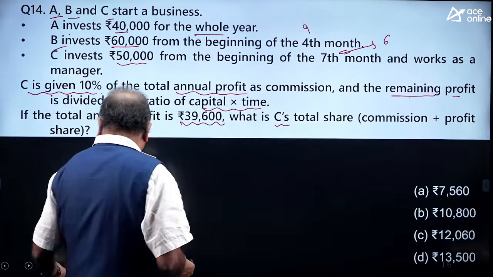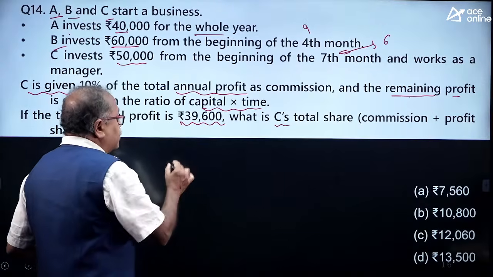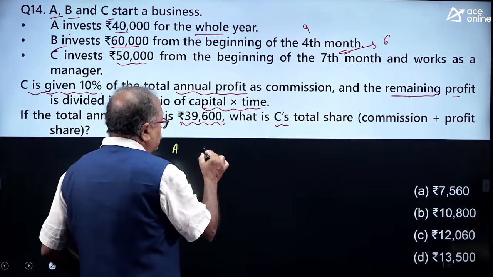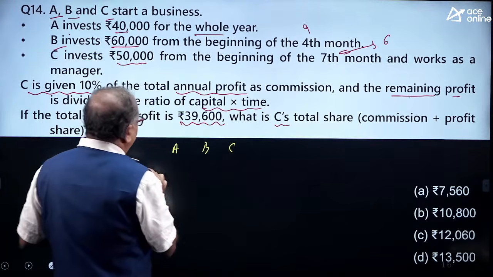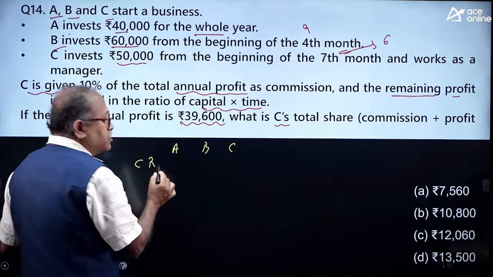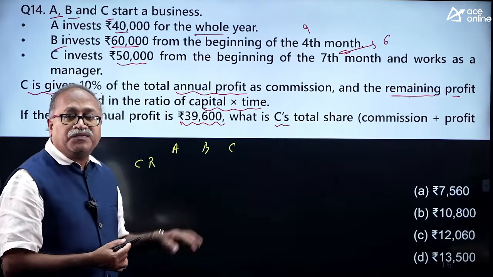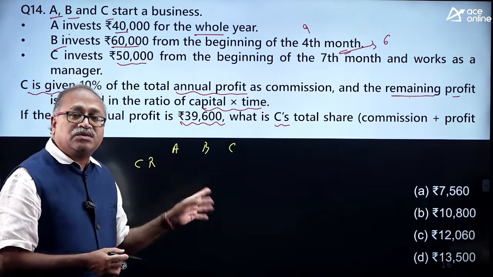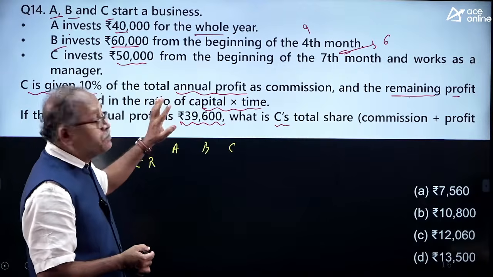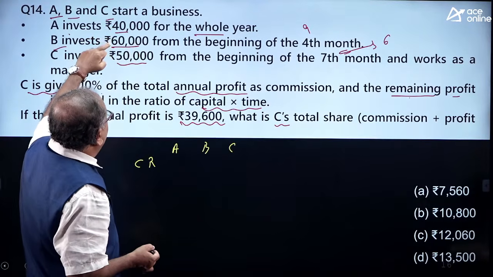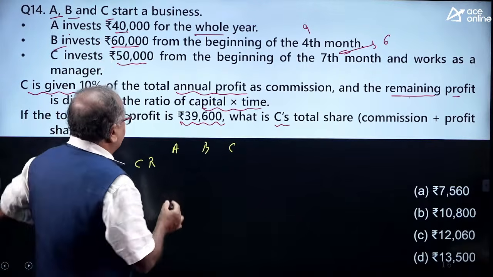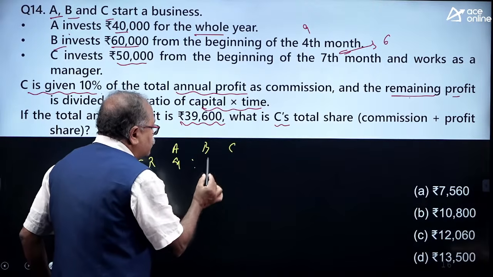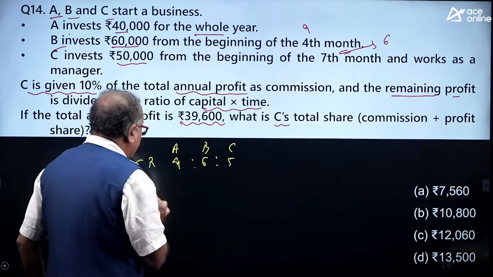Okay. Now, allow me to write down some of the facts, my dear friends. A, B and C. What is their capital ratio? This is how we answer the question. If you are able to answer this question, you can answer any question of partnership. So, the ratio is 4:6:5, this is the capital ratio.